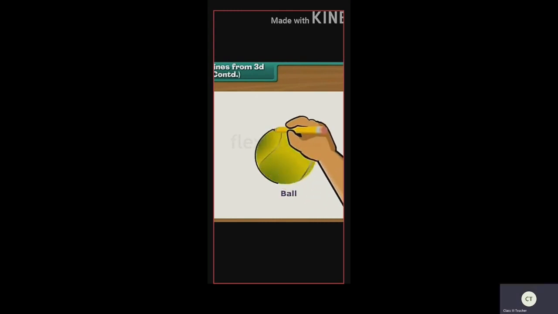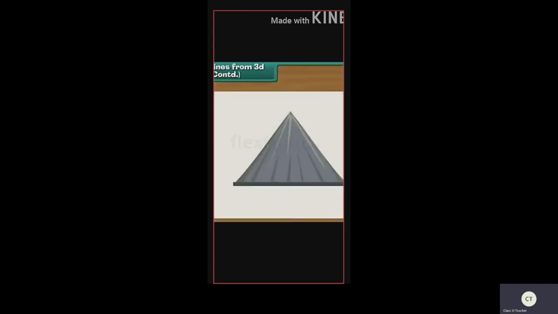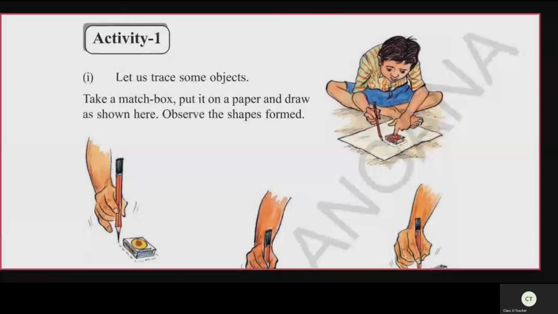Place a ball on a paper. Draw a line along its outer edges. Then you can see a circle on the sheet. Place a miniature tent on a paper. Draw a line along its outer edge. Remove the tent. You can see a triangle on the sheet. Now, children, did you understand how to trace an object?